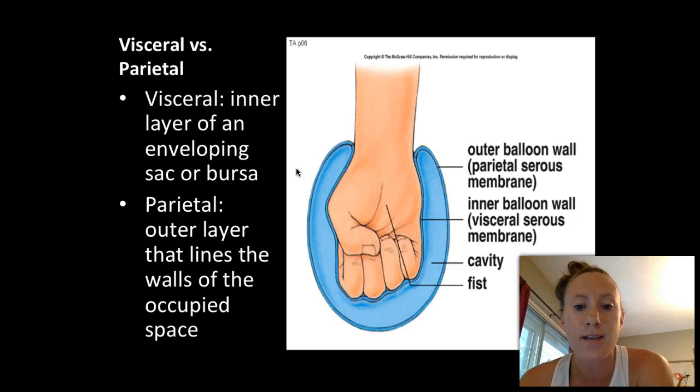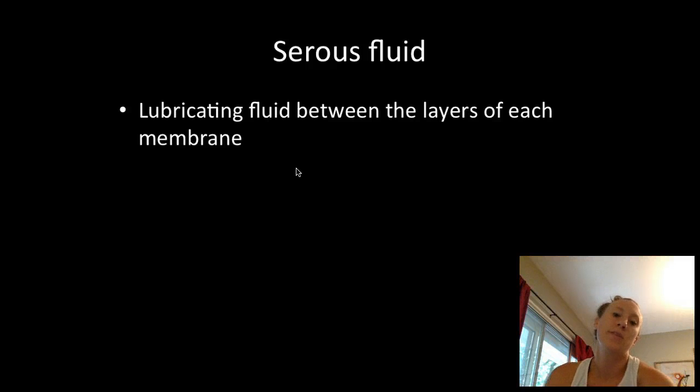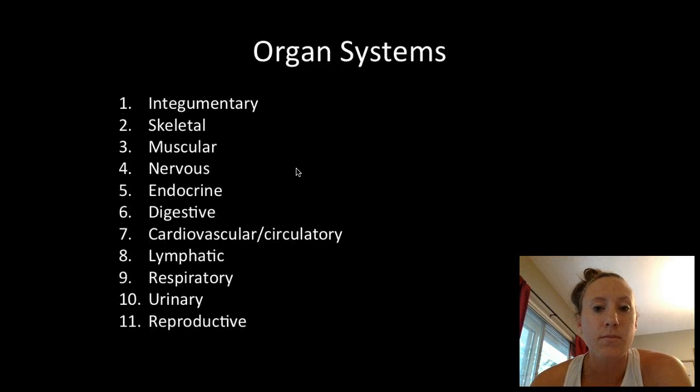Now inside these membranes, you have serous fluid, which is a lubricating fluid. It's not oil, but it's like the oil if we were talking about a machine, between the layers of each of those membranes. They need to be lubricated in order to allow movement, because our lungs are moving constantly, our heart is moving constantly, so if we don't have any lubrication in there, they're not going to be able to freely move.